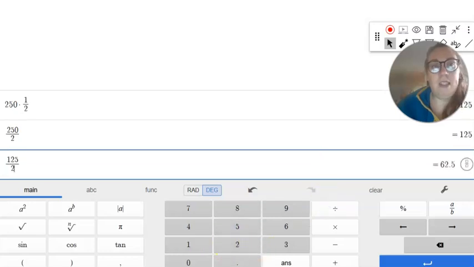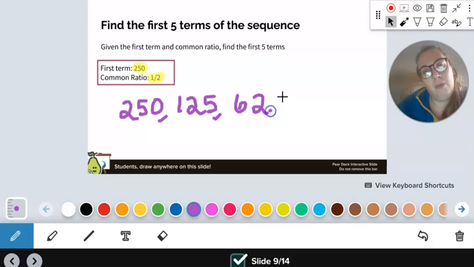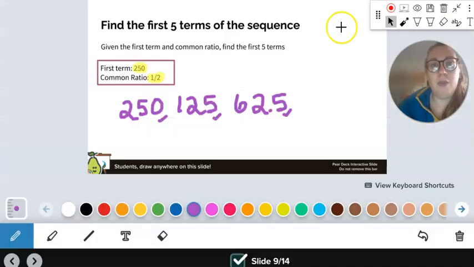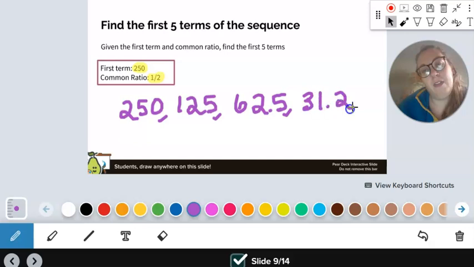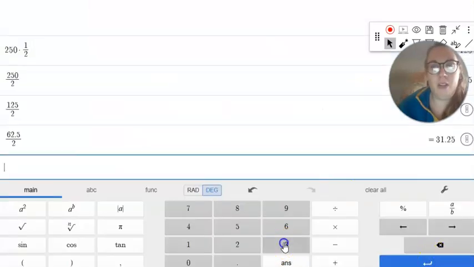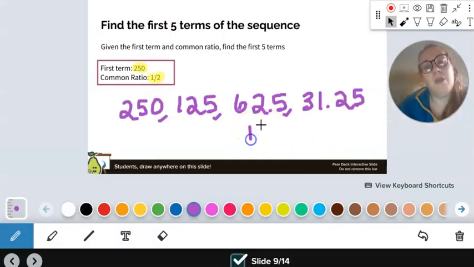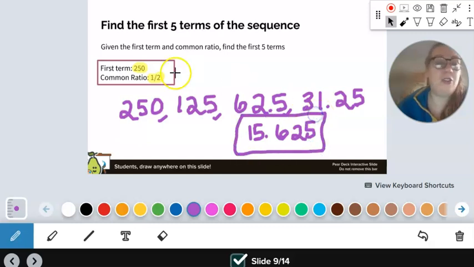125 divided by 2 is 62.5. 62.5, same thing, divided by 2 is 31.25. And then our last one, 31.25 divided by 2 is 15.625. It is okay that you're getting decimals. You're going to sometimes, as long as you're following that same ratio each time to get your next term in the sequence. Push ahead to slide 10 when you're ready.